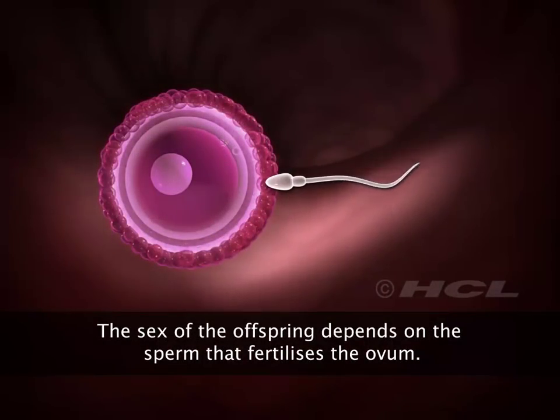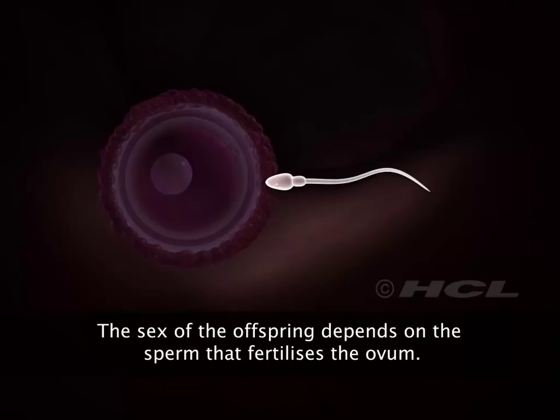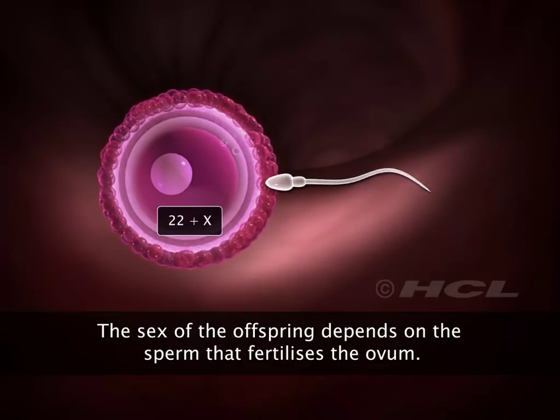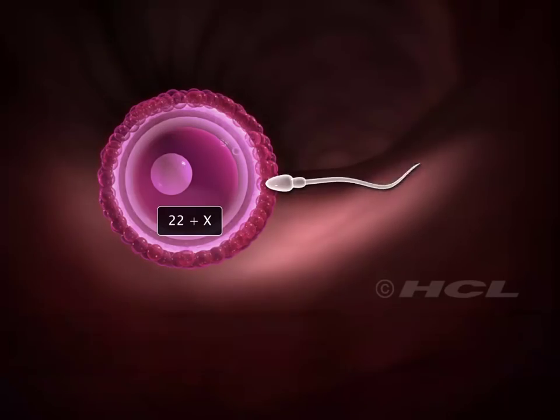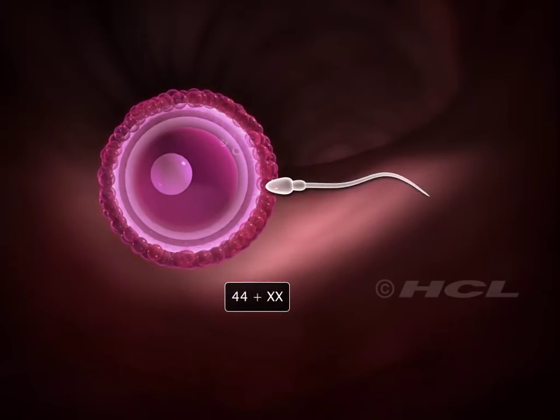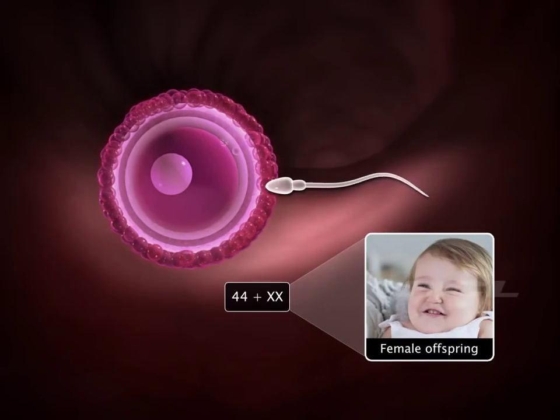The sex of the baby depends on the sperm that fertilizes the ovum. The ovum contains one X chromosome and 22 autosomes. If the sperm that fertilizes the ovum carries an X chromosome, then the zygote will have two X chromosomes and the embryo will develop into a female offspring.